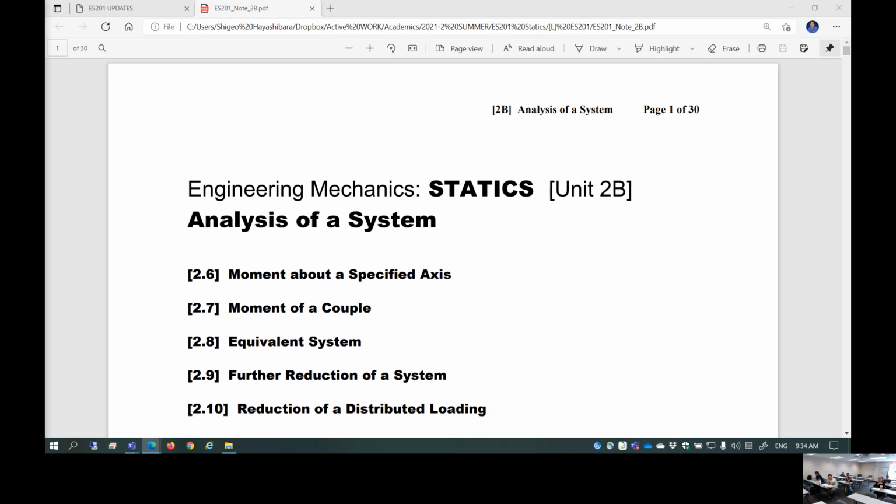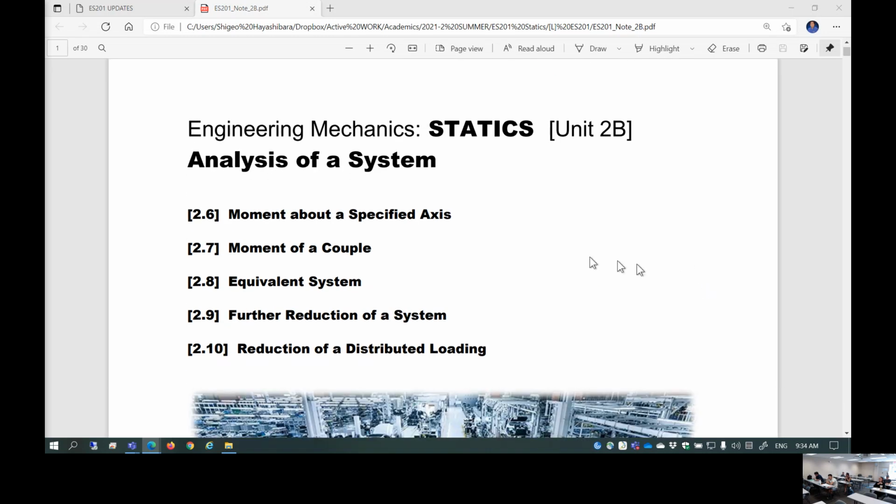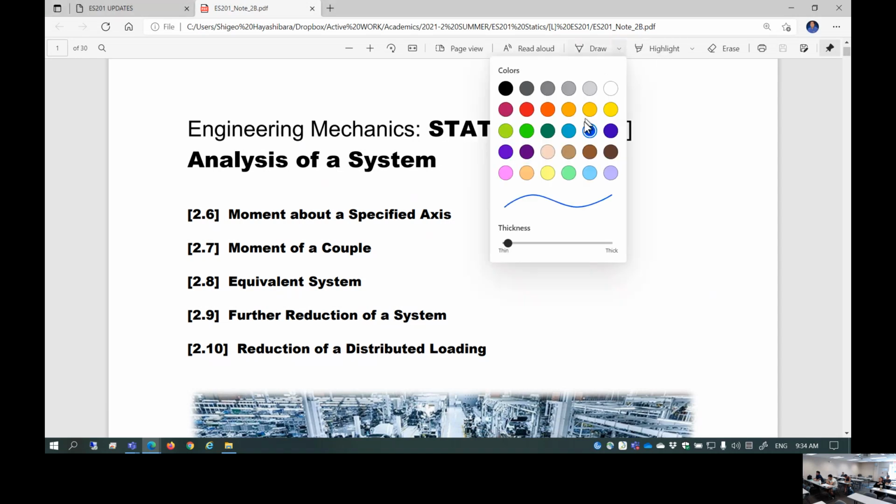Okay? So let's just take a look at the system here. So we are going to continue discussion about moment. Moment, of course, you can find by using the vector cross product. So we are going to apply that. So analysis of a moment comes up with two things. One is a scalar, one is a vector. Okay, let's be careful.